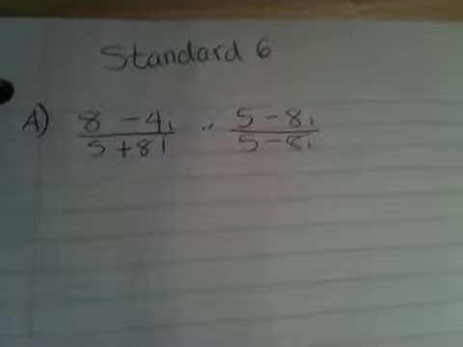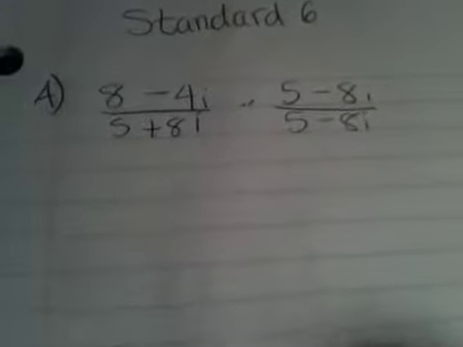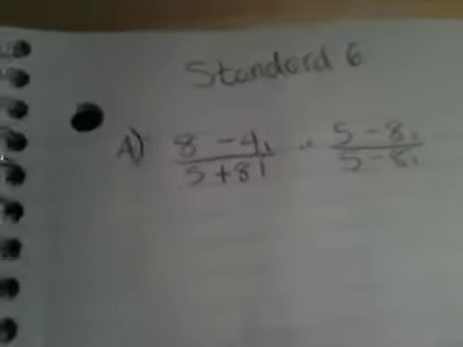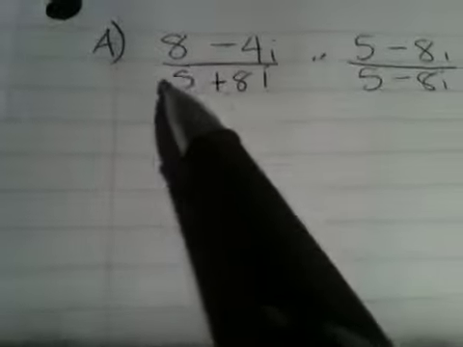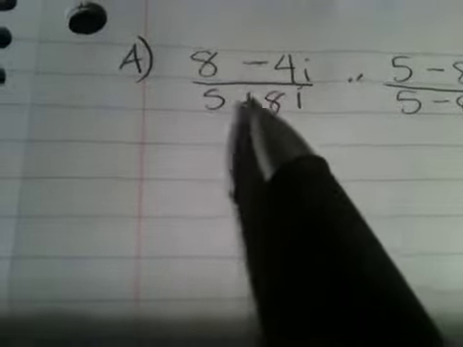Okay, Standard 6 is students add, subtract, multiply, and divide complex numbers. So this is a pretty complicated standard, but if you get it, it's real easy to grasp. Right here, we have our first problem. We have to simplify this, which is pretty much what Standard 6 is all about. This one right here: 8 minus 4i over 5 plus 8i. And our job for this is to simplify.